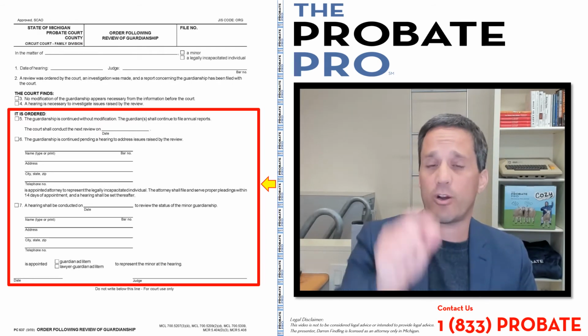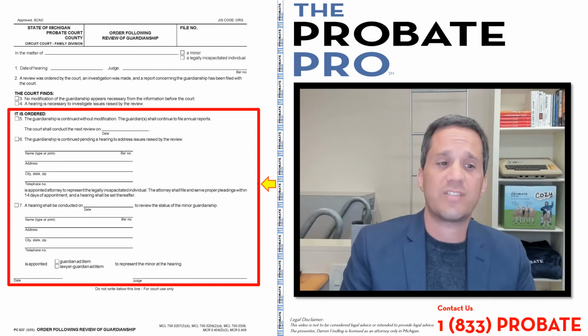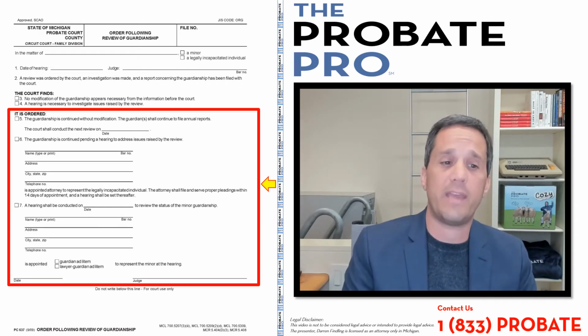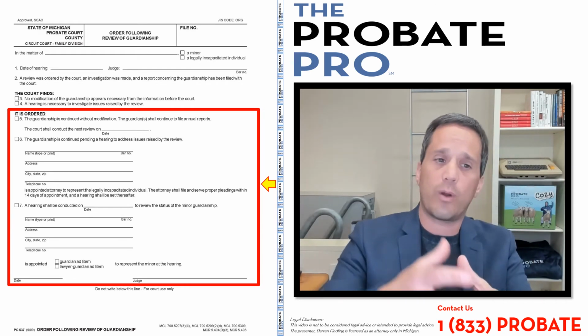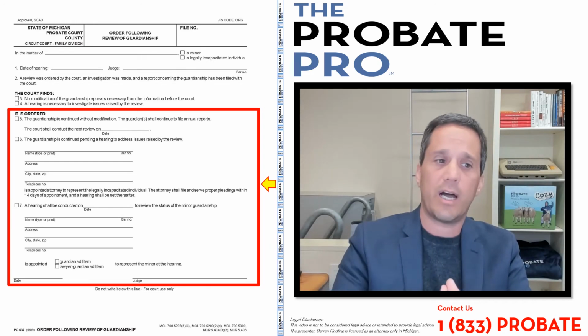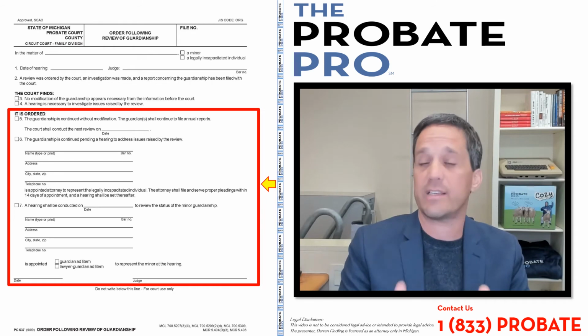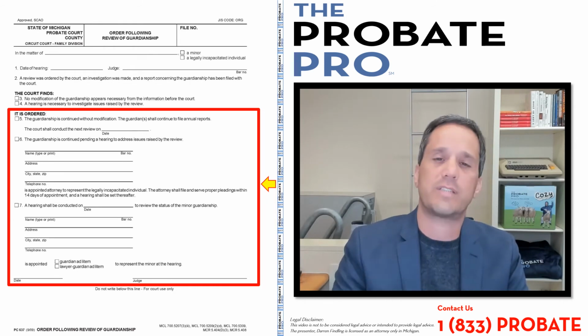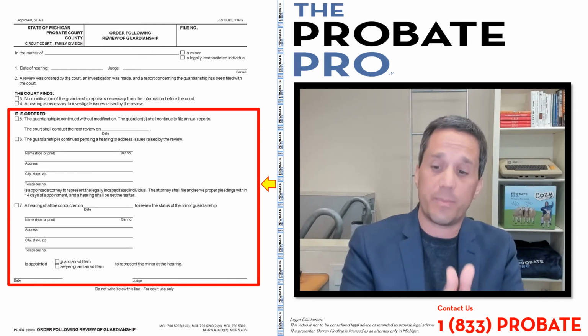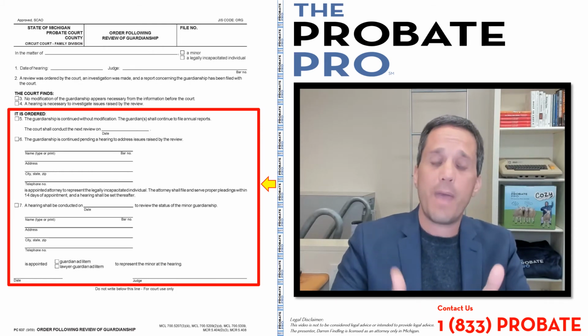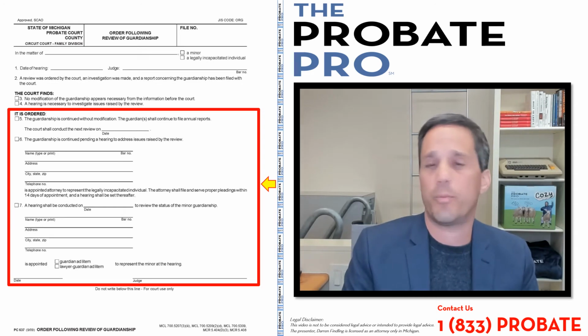Subsection 6, or paragraph 6, the little checkbox there, says that the guardianship is continued pending a hearing. So in the event that the court issues a hearing under the section a little bit above where the finding was that the hearing is necessary to further understand the information that was contained in the report, the court is indicating that the guardianship is still in effect pending the hearing that will be scheduled.